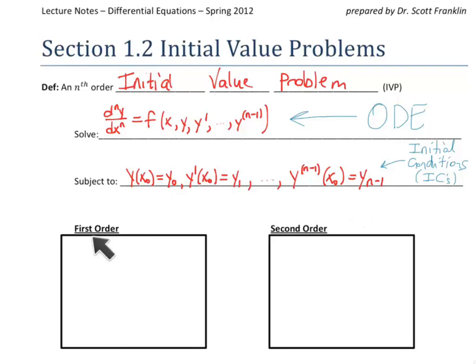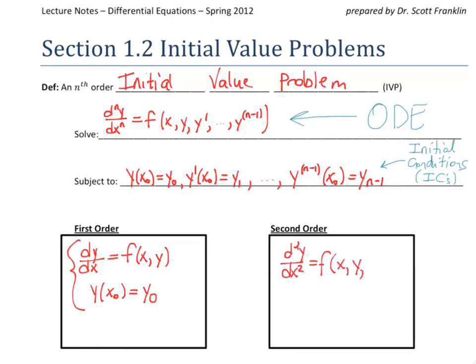Now, if we did look at a first order system, that means we're going to have simply dy/dx equals some function of x and y, and we'll have a single initial condition, y of x naught equals y naught. Okay, our second order initial value problem would look like this. It would be the second derivative of y with respect to x equal to a function depending on x, y, and y prime. You'd have y of x naught equals y naught, and y prime of x naught equals y1. You have two initial conditions because it's a second order differential equation.